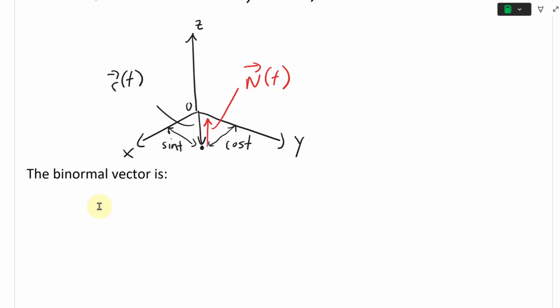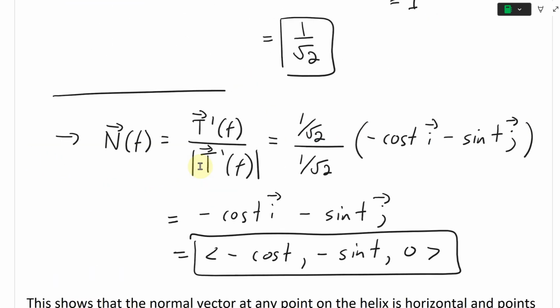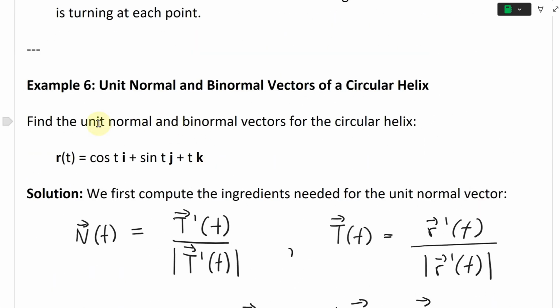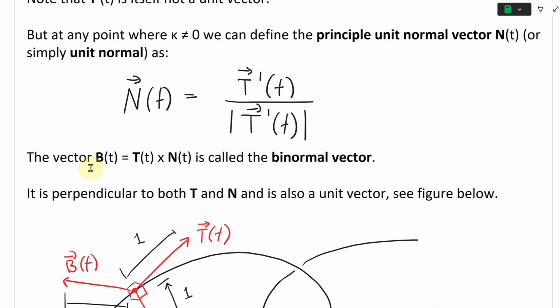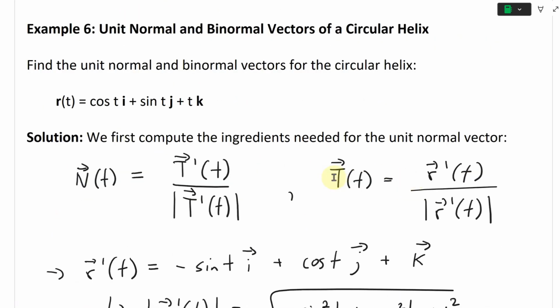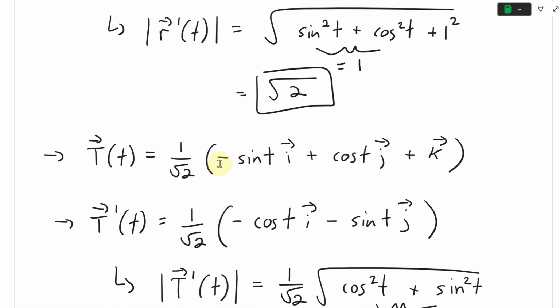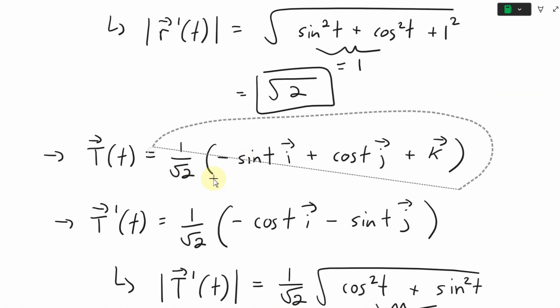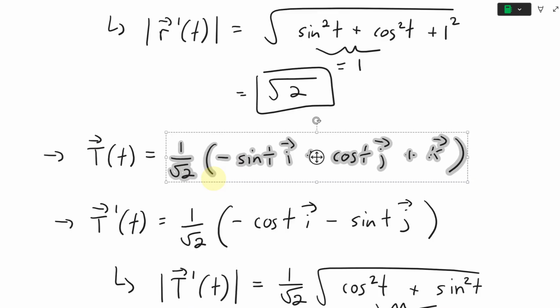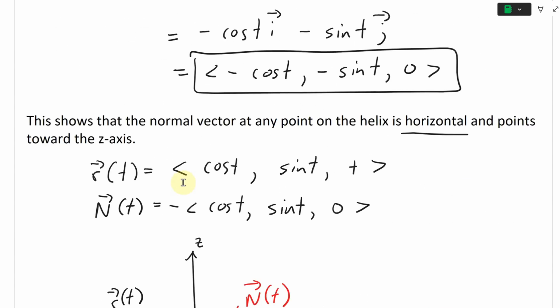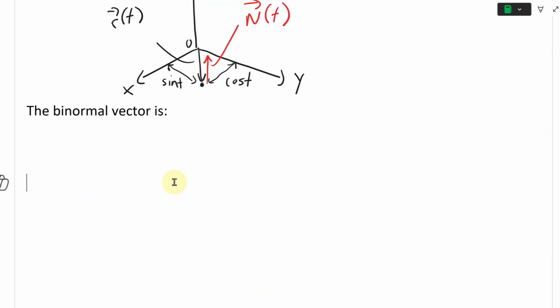All right, now let's go further and look at the binormal vector, because we were asked to find the unit normal and now also the binormal vector, and they're both unit vectors. The binormal vector is just this part right here. We take the unit tangent with the normal vector. And again, the unit tangent was this term right here.